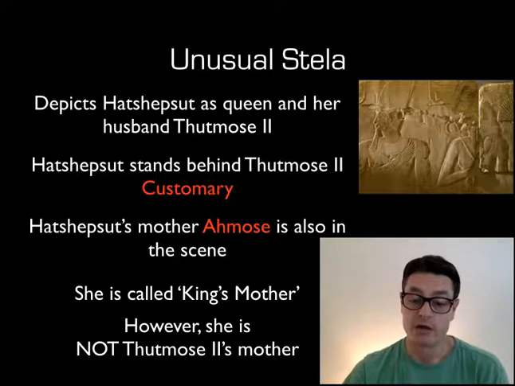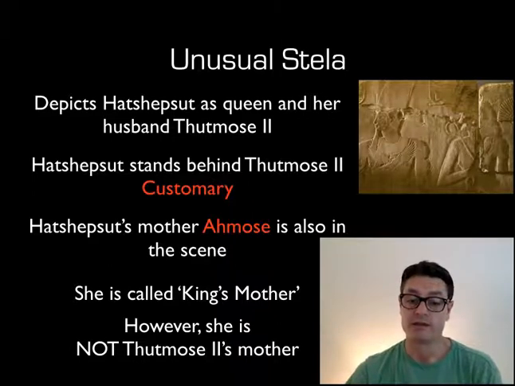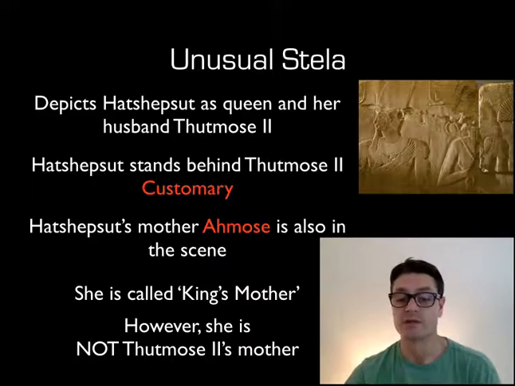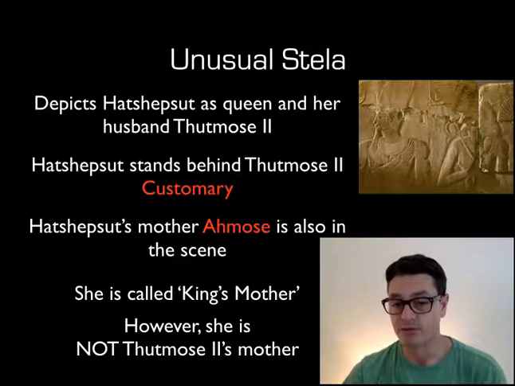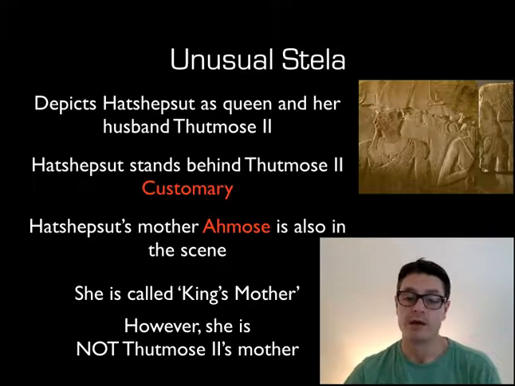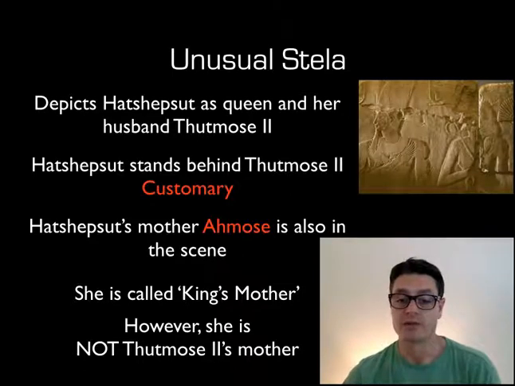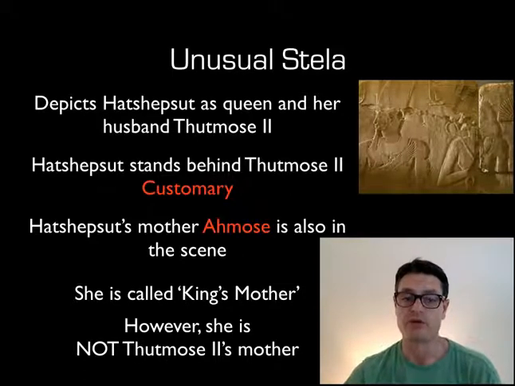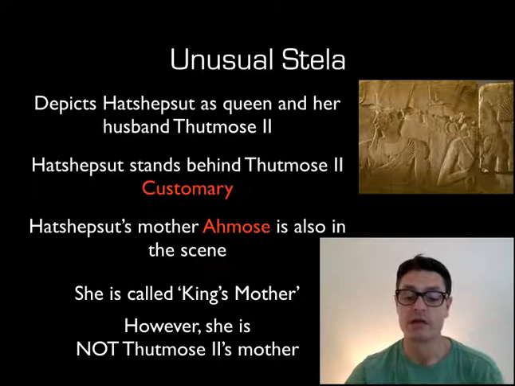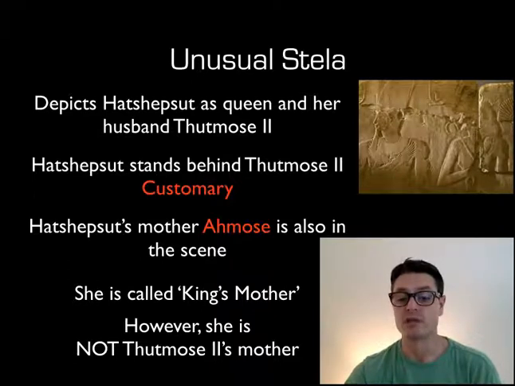Short answer is we don't know why this stela exists or why it depicts Hatshepsut in this way, but it is an important point to be able to understand during this time period where we have all of these other images of Hatshepsut depicted in that customary role as the conventional queen consort, and this one unusual stela, which it's worth bringing up because it shows a depth of knowledge and understanding about her relationship to the king during this time period.